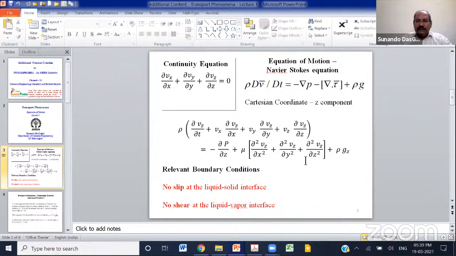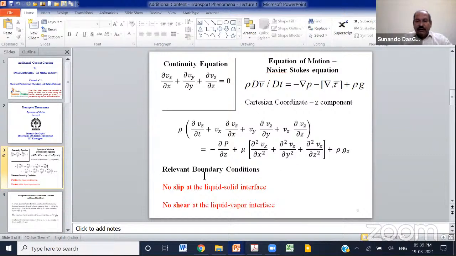The terms inside the third bracket are the viscous transport of momentum. You can easily identify them by the appearance of the viscosity mu with them, and Newton's law of viscosity gives you this specific form. And here you have the body force, which is rho g, where g is the acceleration due to gravity, and so on.